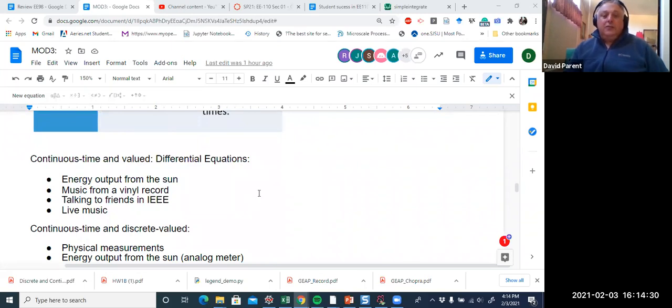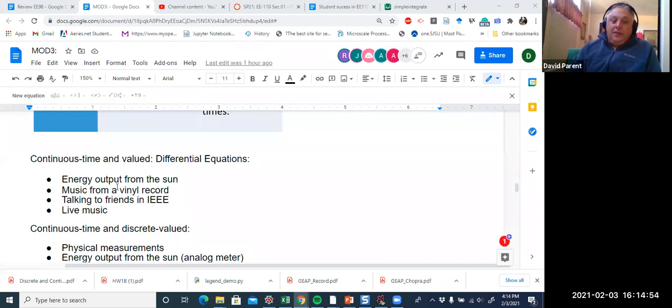So let's just do a few examples here. Continuous time and continuous valued. Things like differential equations and the Laplace transform, as opposed to discrete time, which is the Z transform in EE112.